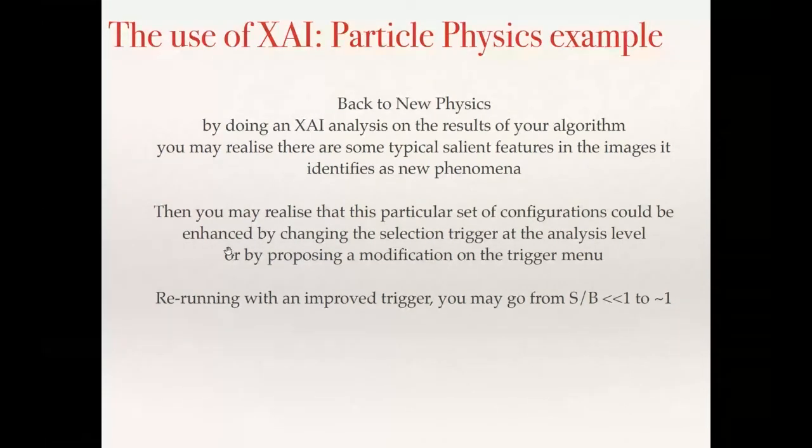So by doing this explainable AI analysis on the results of your algorithm, for example, by looking at the saliency maps of what it's doing on the event, you may realize, and I'm just imagining here, that there are some typical salient features in the images it identifies as new phenomena. By looking at them, you as a human may realize that this particular set of configurations could be enhanced by changing the selection trigger at your analysis level.